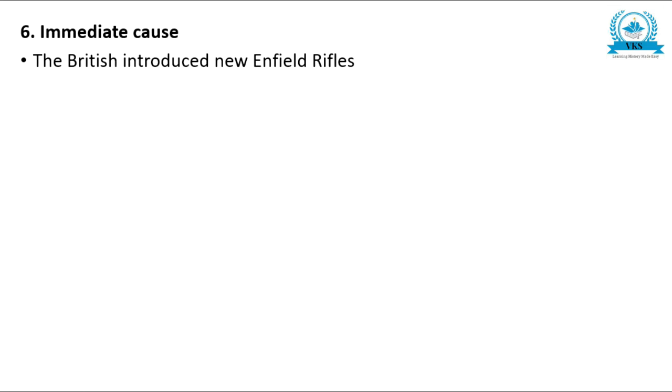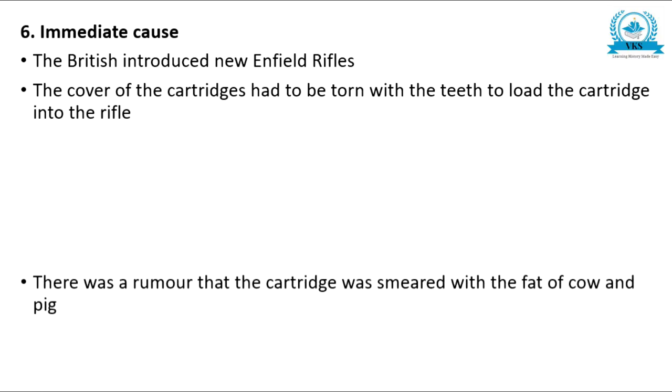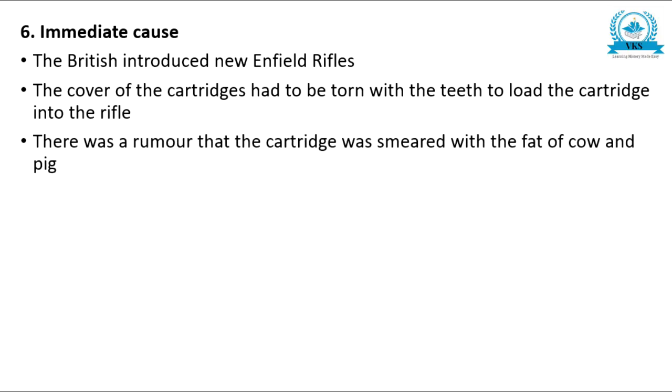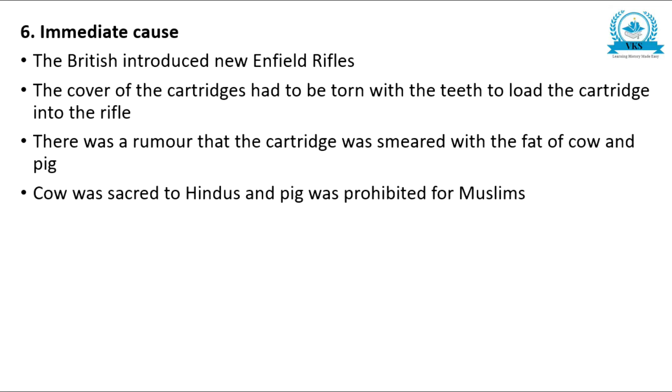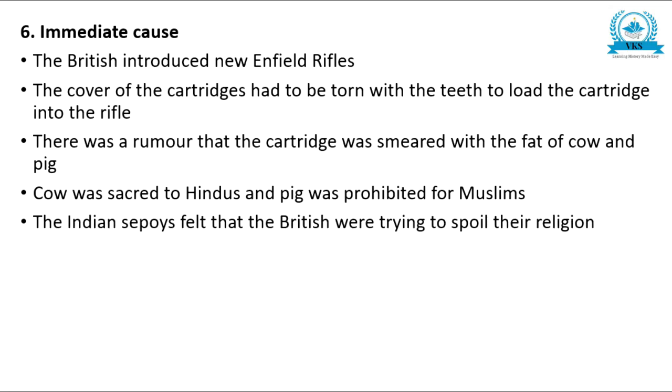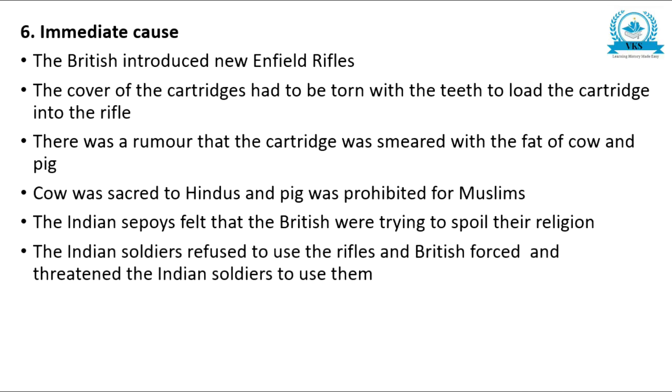Immediate cause. The British introduced new Enfield rifle. The cover of the cartridge had to be torn with teeth to load the cartridge into the rifle. There was a rumor that the cartridge was smeared with the fat of cow and pig. Cow was sacred to Hindus and pig was prohibited for Muslims. The Indian sepoys felt that the British were trying to spoil their religion. The Indian soldiers refused to use the rifle, and British forced and threatened the Indian soldiers to use them. This started the revolt against the British.